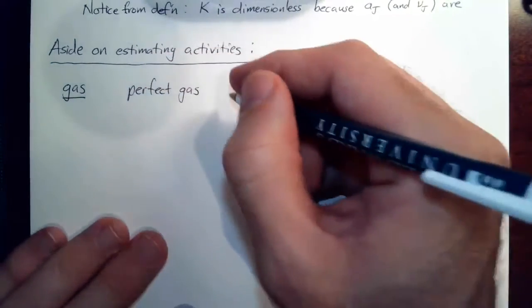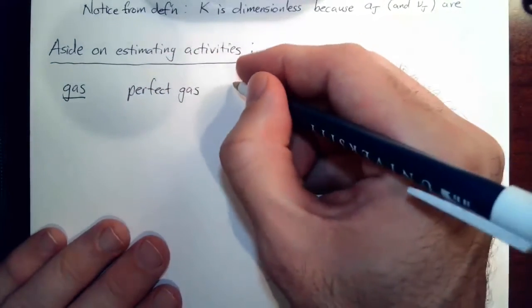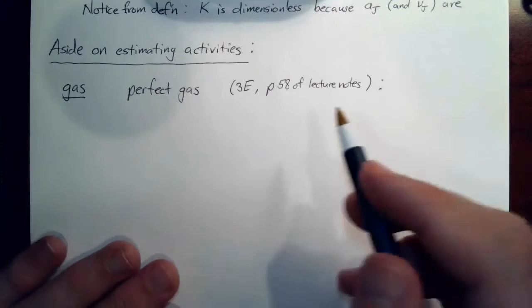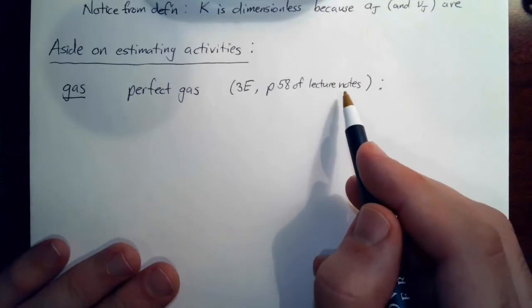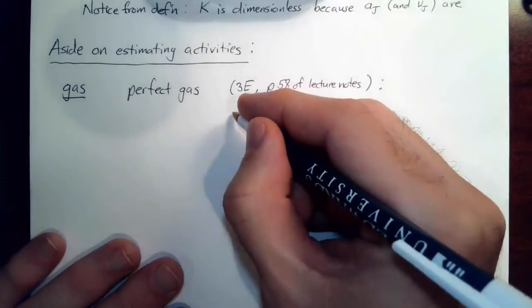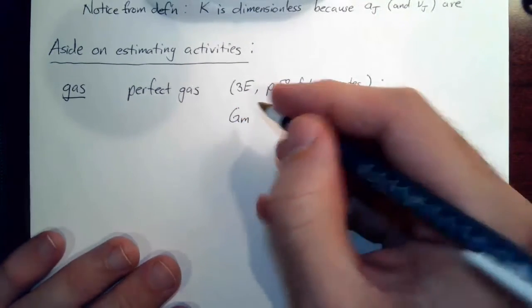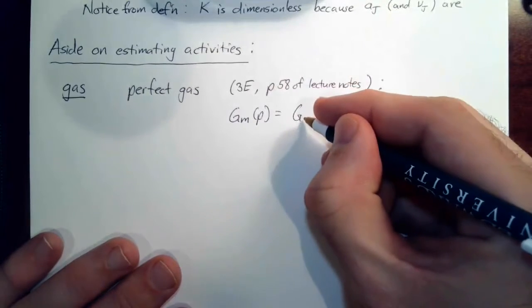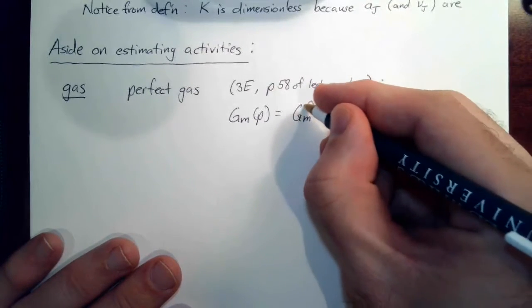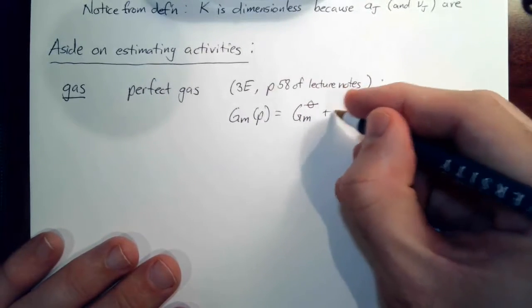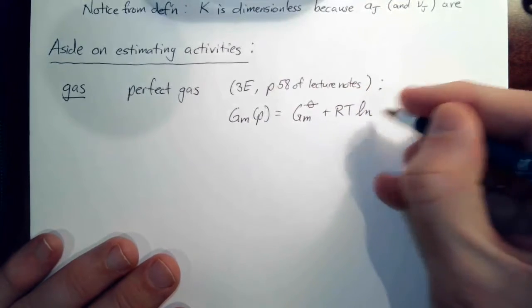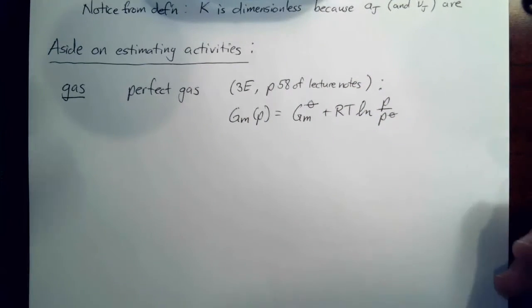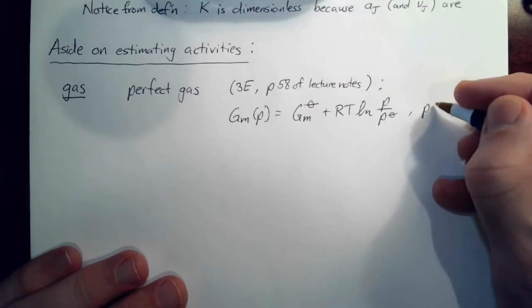If we go all the way back to chapter 3E, which you can find on page 58 of my lecture notes, we have this equation for the molar Gibbs energy of a gas at a pressure P: it is equal to the molar Gibbs energy for the standard state plus RT ln P over some standard pressure. Typically, we take the standard pressure to be 1 bar.